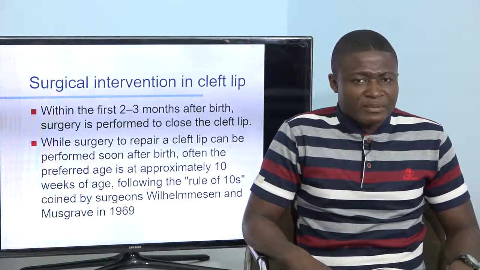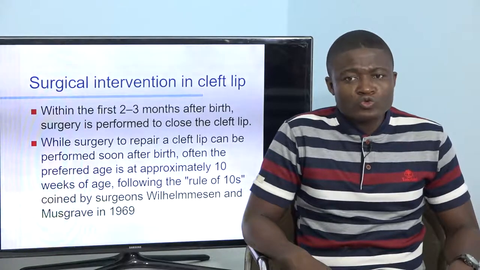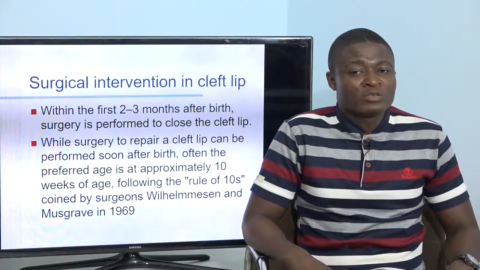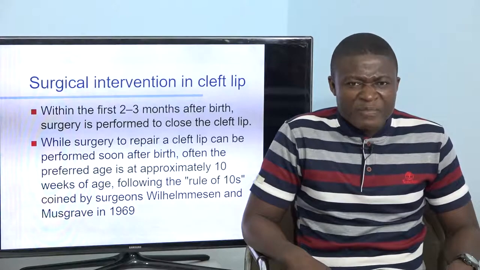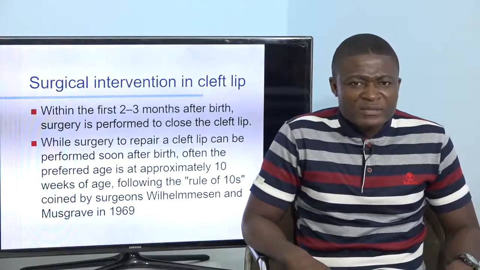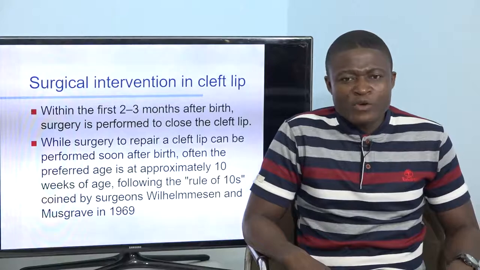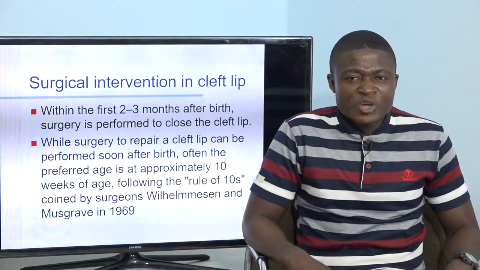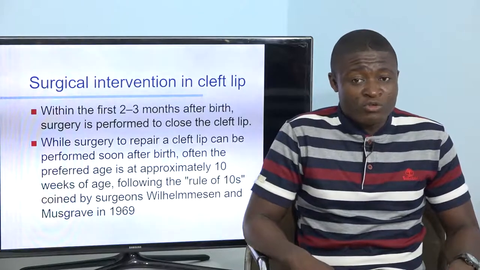Surgical intervention in cleft lip. Within the first 2 to 3 months after birth, surgery is performed to close the cleft lip. So an infant between 2 to 3 months can be subjected to a successful cleft lip repair. While surgery to repair a cleft lip can be performed soon after birth, often the preferred age is approximately 10 weeks, following the rule of tens, which was coined by the surgeons Wilhelmsen and Musgrave in 1969. And I will tell you what the rule of tens is.